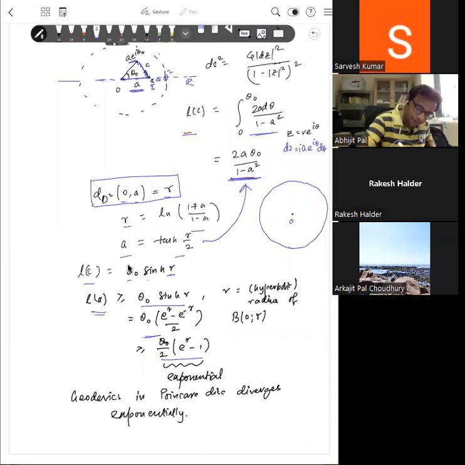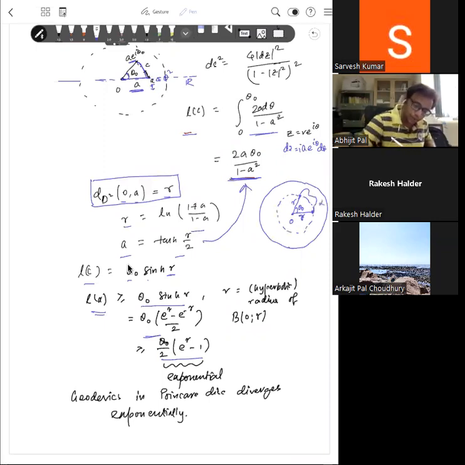So this is my origin, and I have taken two geodesic rays making an angle theta naught. Let us take the Euclidean distance, which I have taken to be a, and the hyperbolic distance is r. Okay, and now I'll take this ball of radius r.